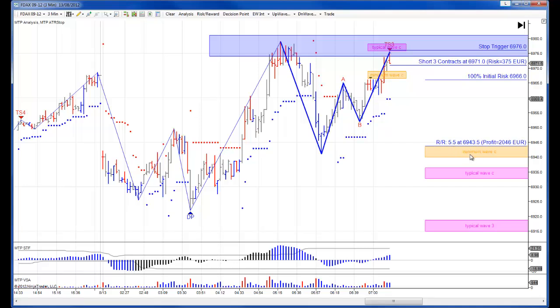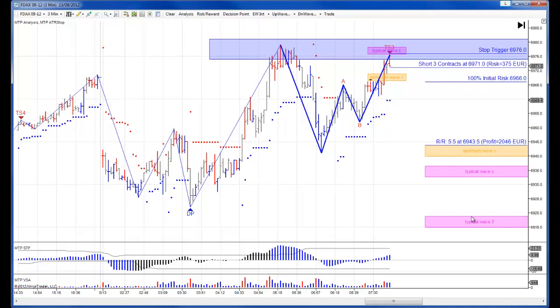Our initial target was down here at the minimum wave C WPT, but as I've already said, we're looking for the typical wave 3 WPT because we're anticipating this is going to be a wave 3 decline. So let's now adjust the risk reward profile to come down to here to our typical wave 3 WPT.